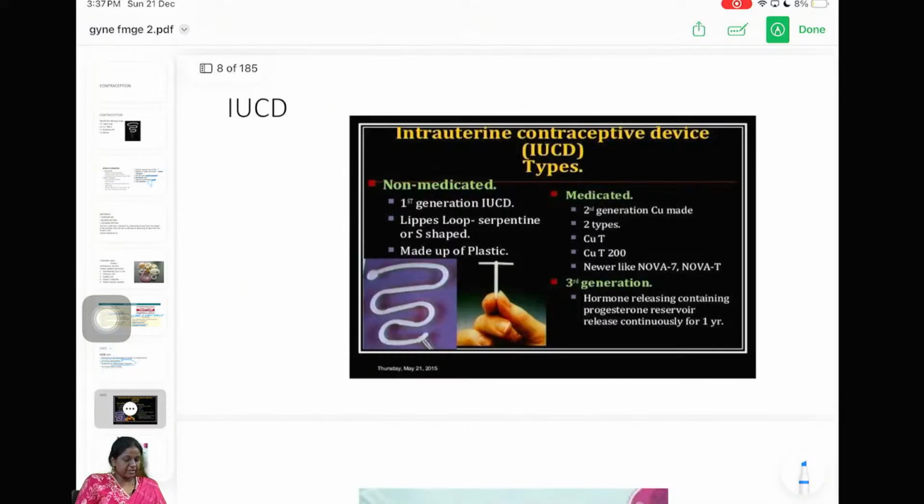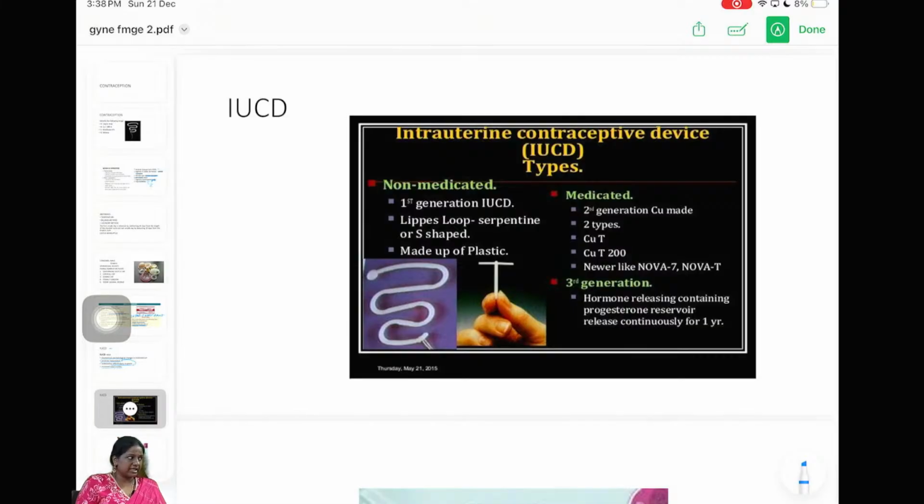Understood? So, different types of IUCD. Once again, the classification is non-medicated and medicated, and third generation. Non-medicated is just a simple Lippes loop or any plastic, T-shaped plastic device which is kept inside the uterus. It is a mechanical one. Whereas second is medicated. Medicated is by using copper T. Copper containing IUCD is the second generation.